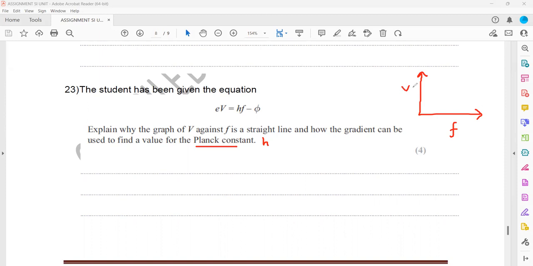So if you want to plot a graph between V and F, it means the quantity which we plot on y-axis should be separate because we want to compare with the equation of straight line, y is equals to mx plus c. So we have to rearrange this equation. EV is equals to HF minus phi. E is multiplied here, other side it will be divided. So V is equals to HF divided by E minus phi divided by E.